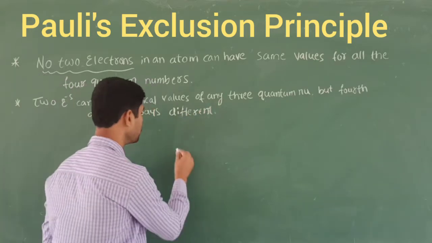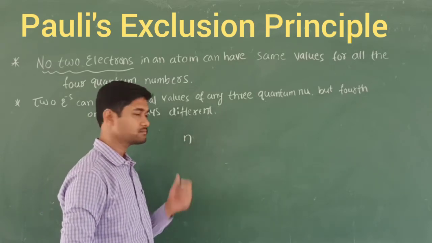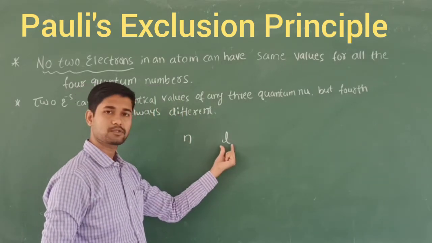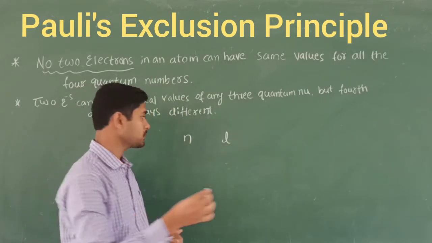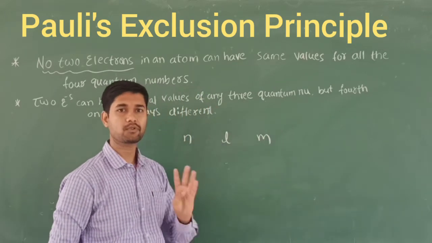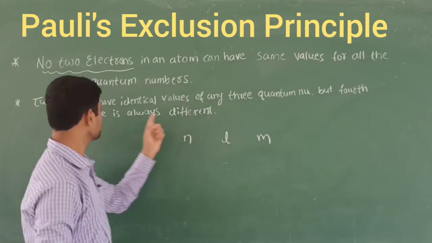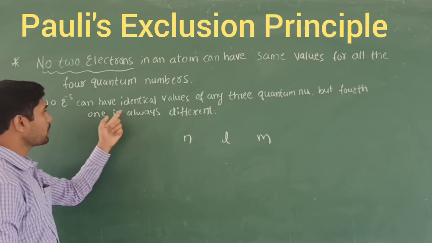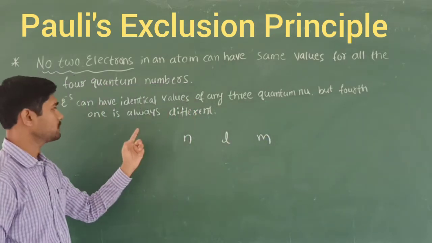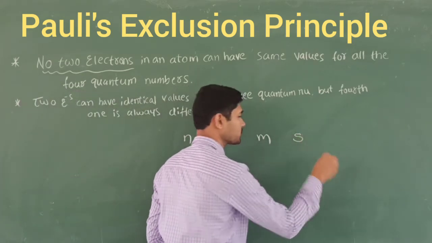The first is the principal quantum number, designated as n. Then the azimuthal quantum number, designated by the small letter l, and the magnetic quantum number, called m. We have already studied these 4 quantum numbers. Two electrons can have identical values of 3 quantum numbers, but the fourth one must have a different value, that is the spin quantum number, called s.